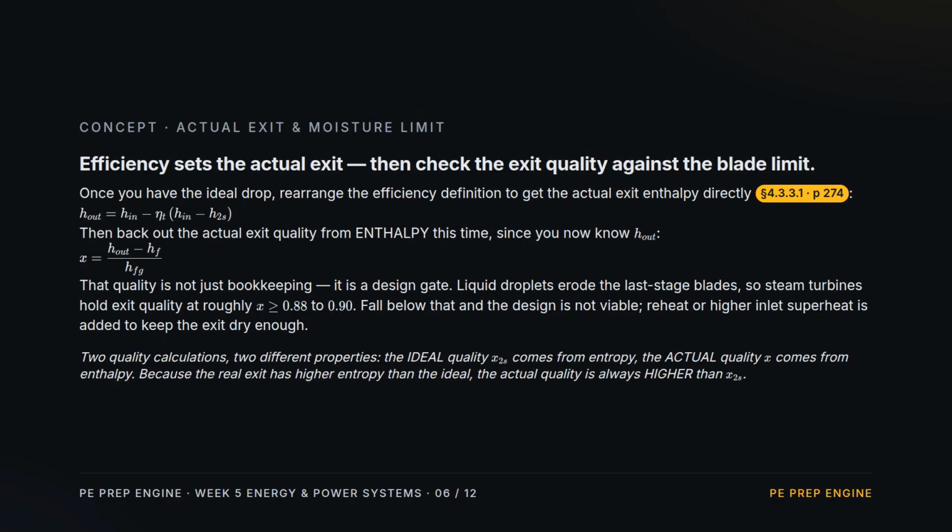Once you have the ideal drop, rearrange the efficiency definition to get the actual exit enthalpy directly, Hn minus eta T times the ideal drop. Then back out the actual exit quality from enthalpy this time, since you now know Hout. That quality is a design gate. Liquid droplets erode the last blades, so steam turbines hold exit quality around 0.88 or higher. Fall below it and you add reheat or more inlet superheat. Note the actual quality is always higher than the ideal quality, because the real exit carries more entropy.